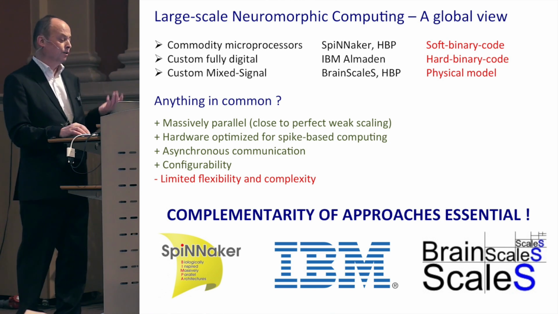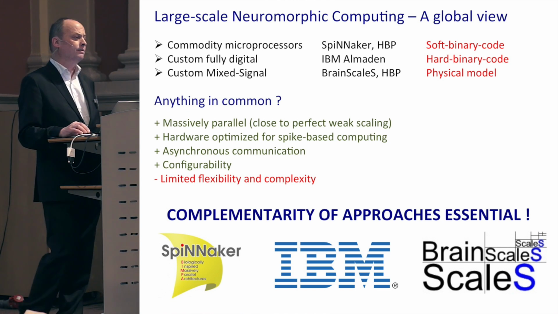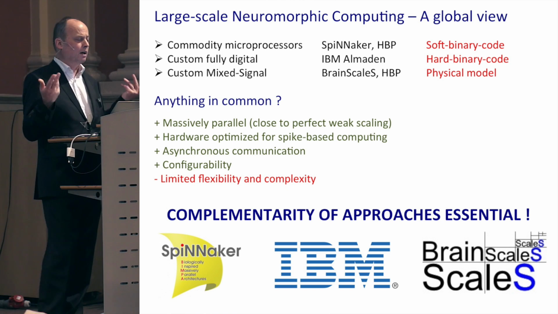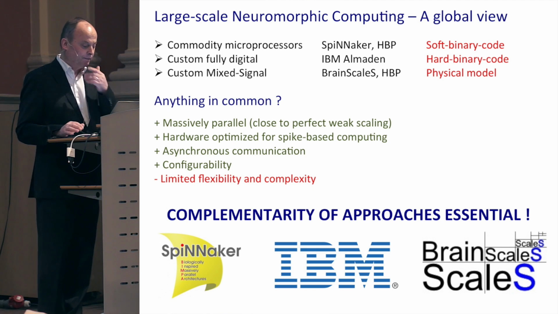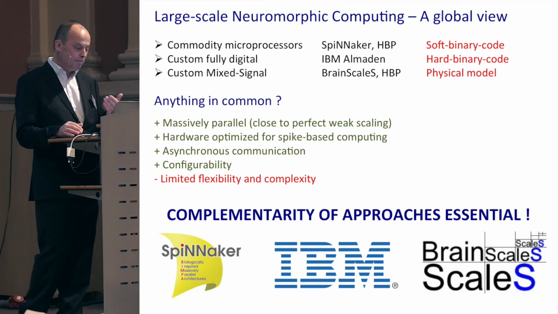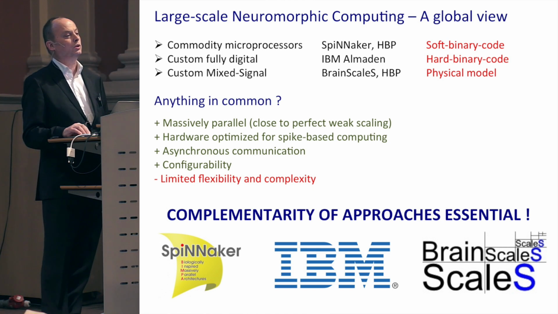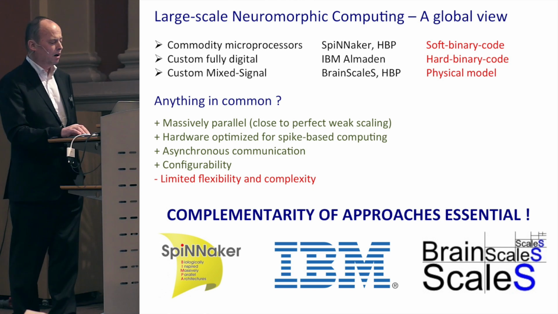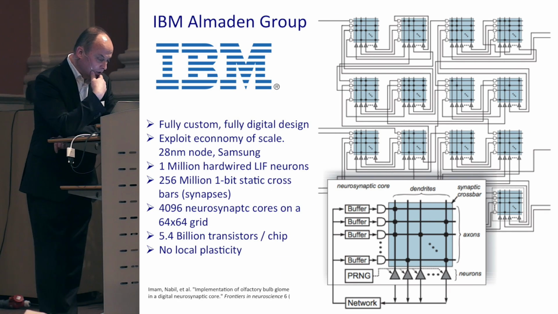They're all using asynchronous communication, and we all try to make them as configurable as possible. Even if there's limited flexibility, within that limited flexibility you want to be very flexible, for example, changing neuron parameters, connectivity, and things like that. In general, I believe that the complementarity of the approaches is very essential. We don't know what the best solution is and which will lead to good results. So I find it very interesting that these things all made it into large-scale systems that are now available to users, so that we have quite interesting times ahead. Let me go through the approaches a little bit more in detail.